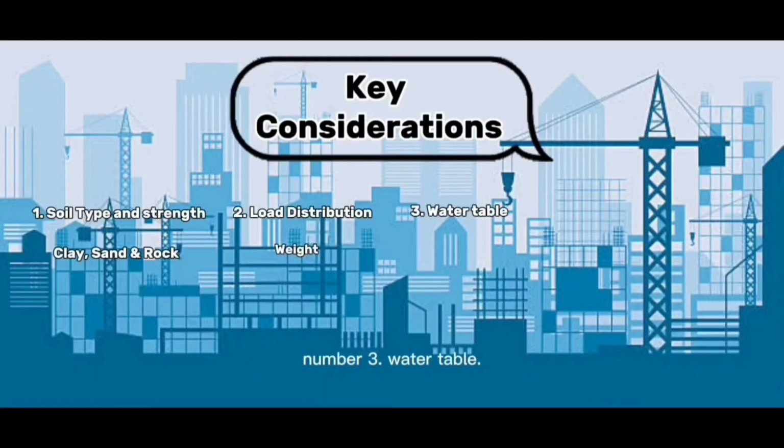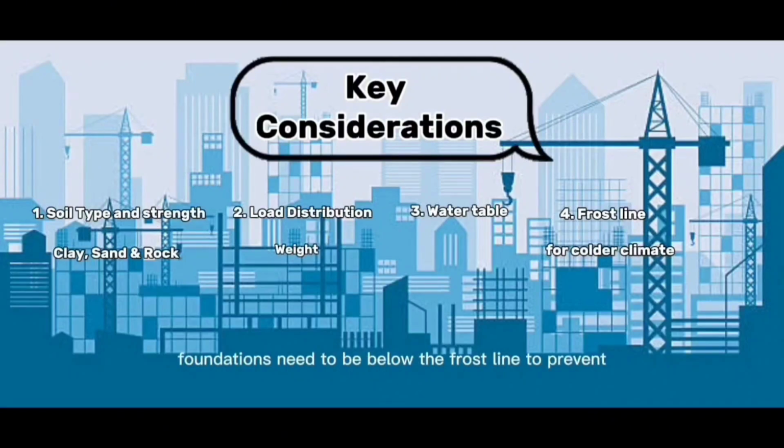Number 3. Water table. A high water table can affect the design, especially in basements or underground foundations. Number 4. Frost line for colder climates. In areas with freezing conditions, foundations need to be below the frost line to prevent movement due to freeze-thaw cycles.